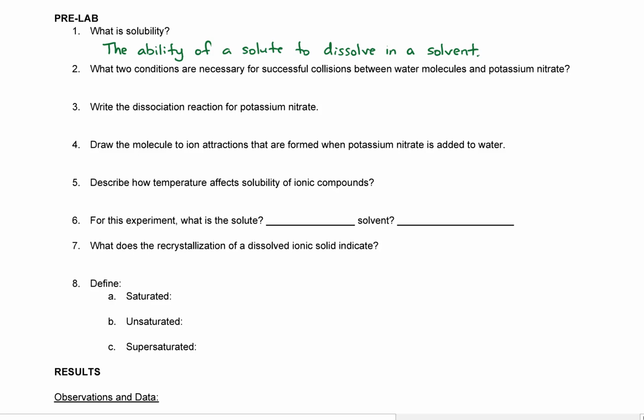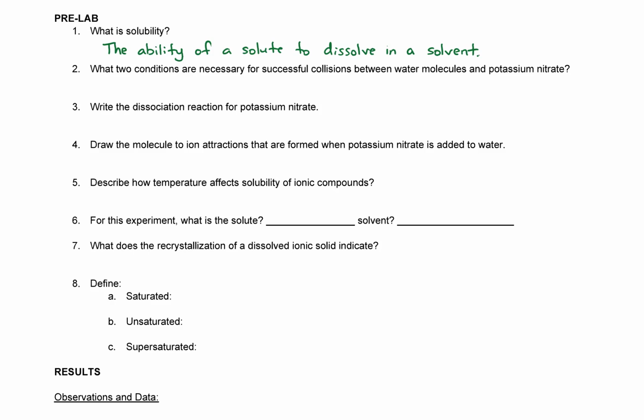Number 2, what two conditions are necessary for successful collisions between water molecules and potassium nitrate? So I'm going to talk about this a little bit before writing out an answer. Molecules must collide with high energy so that the chemical bonds can break. So that's what we saw in the video or the PhET simulation last week, where the collisions of those water molecules broke apart the sodium chloride.